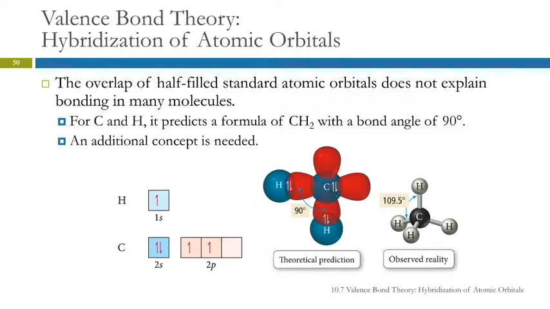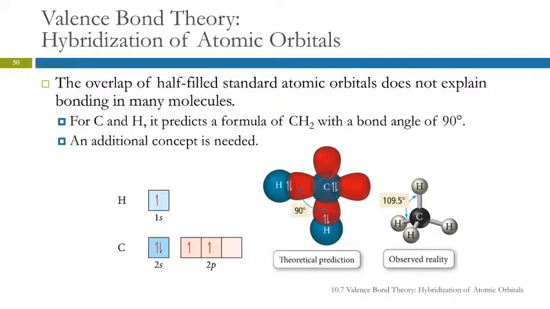Okay, let's look at carbon and hydrogen interacting. So the overlap of those half-filled orbitals worked okay for H2S. Let's see what happens with carbon and hydrogen. So here is the orbital diagram for hydrogen again. Here's the orbital diagram for carbon. If we're thinking about overlap of half-filled atomic orbitals, what are we predicting here?